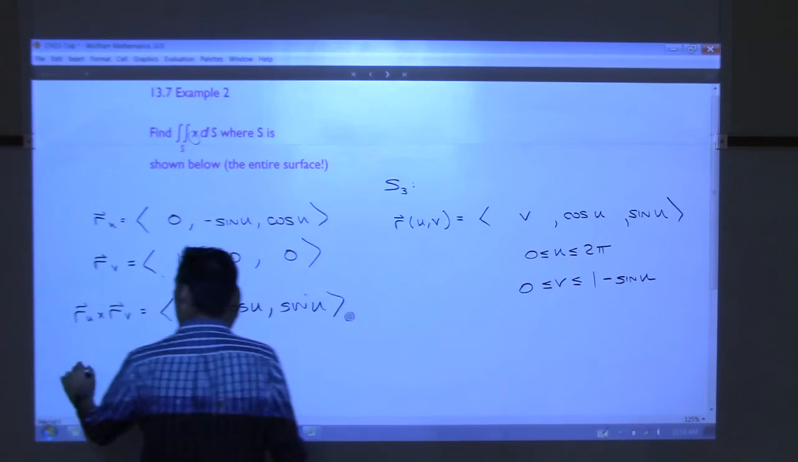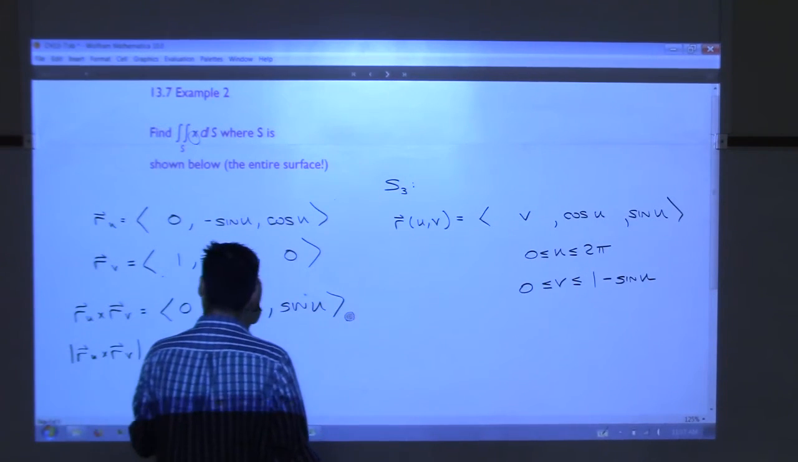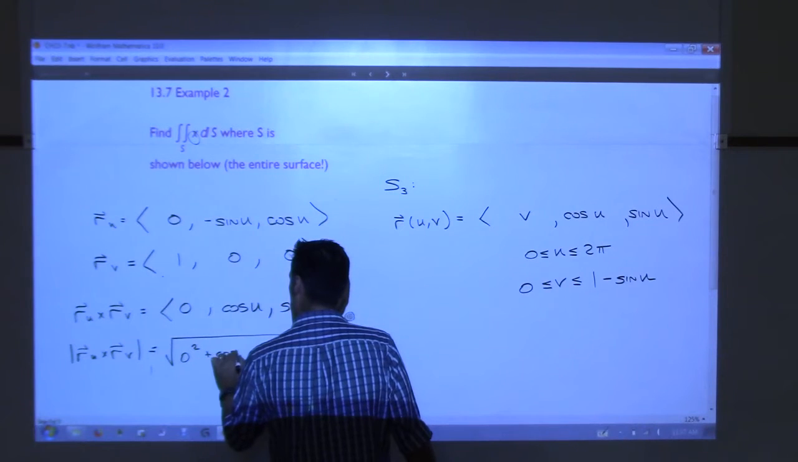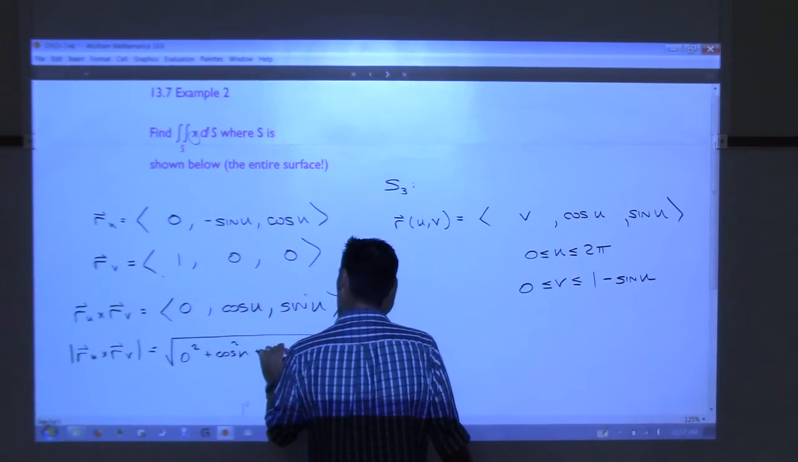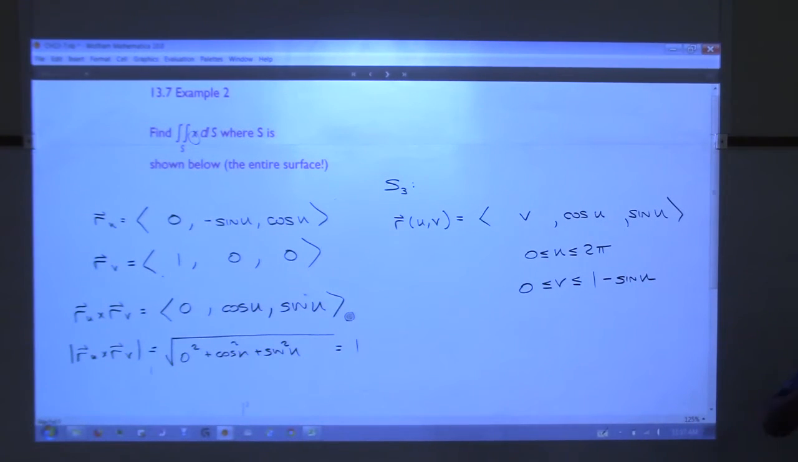Magnitude is the square root of 0 squared plus cosine u squared plus sine u squared, which equals 1. All that for 1. Okay. Ready for the answer? Or for the integral now?